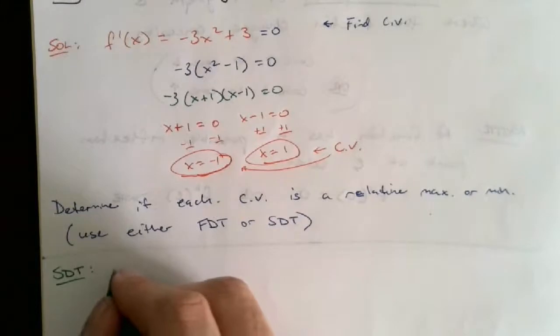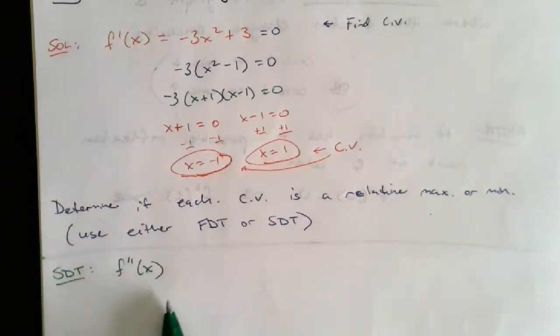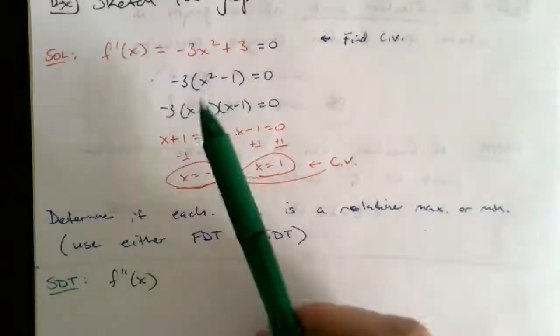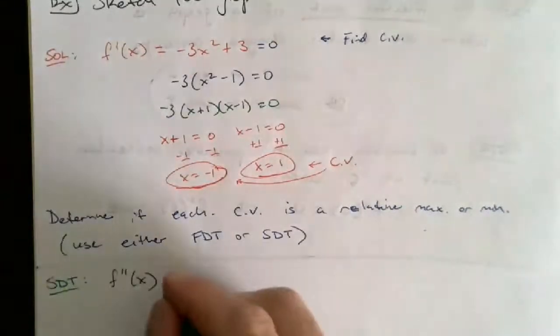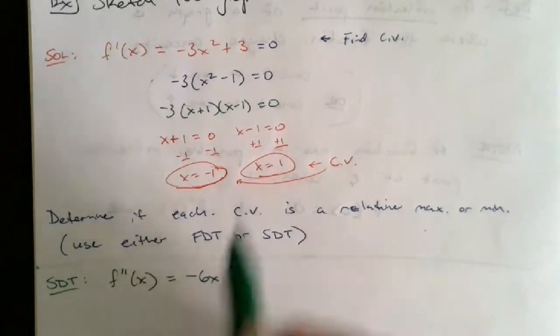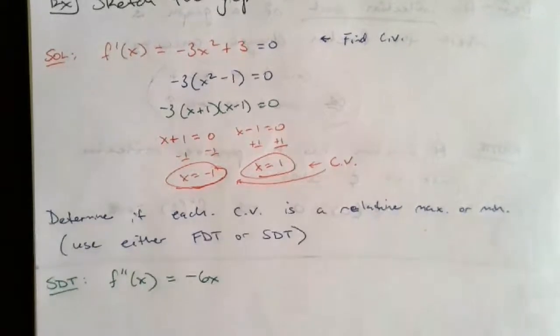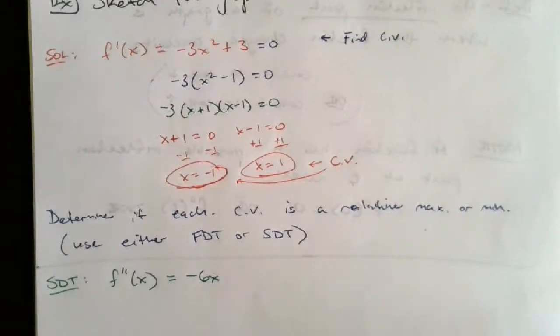So f double prime of x is the derivative of the first derivative. Remember, we have the first derivative above is negative 3x squared plus 3. The derivative here, negative 3x squared, becomes negative 6x. Derivative of 3 goes to 0. So the second derivative in this case is just negative 6x. And how do you determine if our critical values are maxes or mins? Well, we substitute them into here, right?